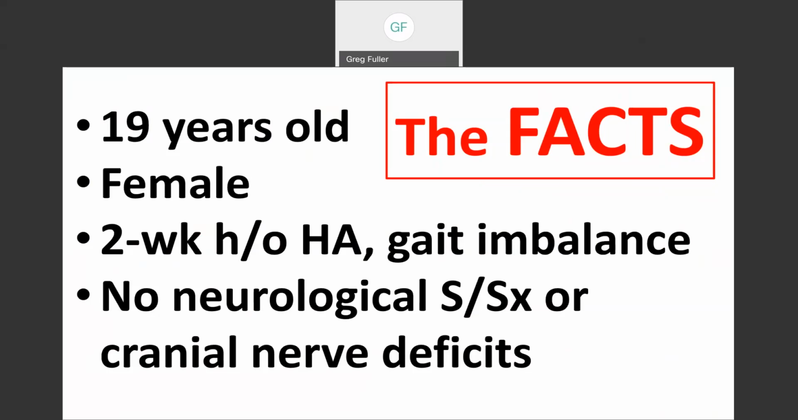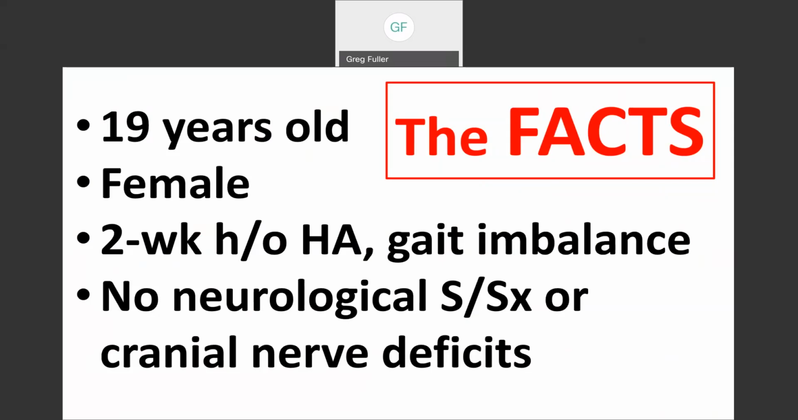19 years old, that's fine for meningioma. Female, well, meningiomas are most common in females, correct? Except in which age demographic? Answer, children. As a whole, pediatric meningiomas are slightly more common in males, in contrast to the adult situation. This is a female. That's true for all of the meningioma subtypes, except the one we're looking at right here, which is more common in women.